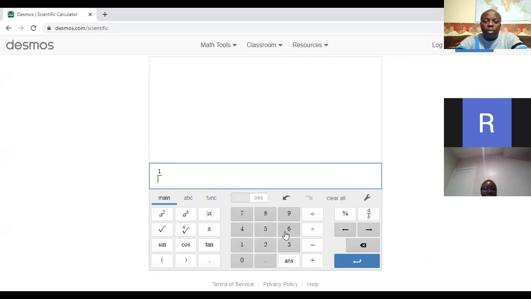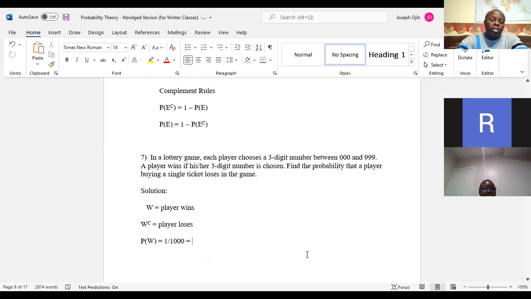1 by 1,000 is 0.001. This is the chance that he wins. See, this is a very slim chance. That's why, as I'm sure you must have noticed, most people lose lottery games, because the probability of winning is so slim.